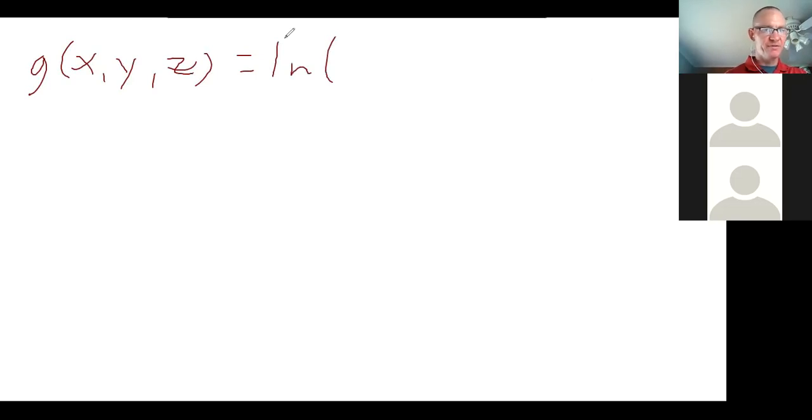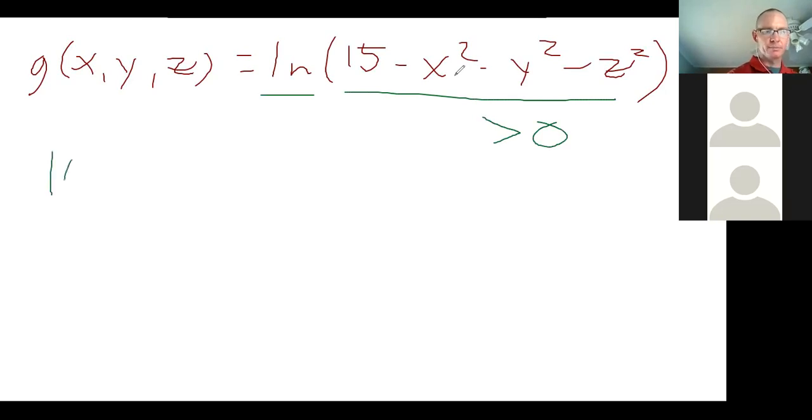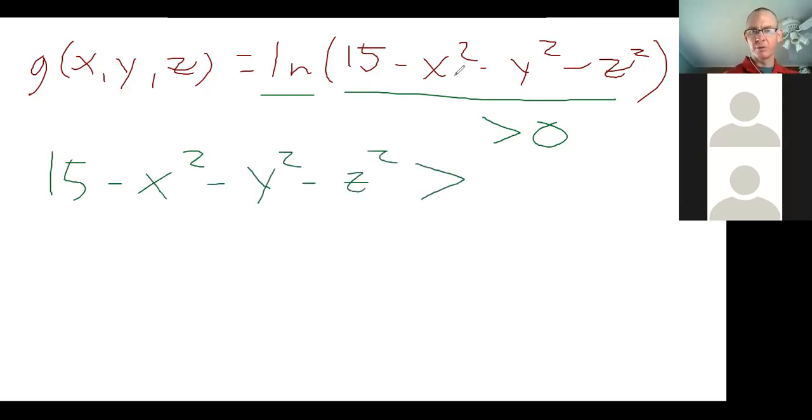So the equation was g of x, y, z is the natural log of 15 minus x squared minus y squared minus z squared. And you need to come up with the domain for it. So first thing you say is, oh, we have a natural log. So this whole thing has to be strictly greater than 0, because you cannot take the log of 0 or a negative.